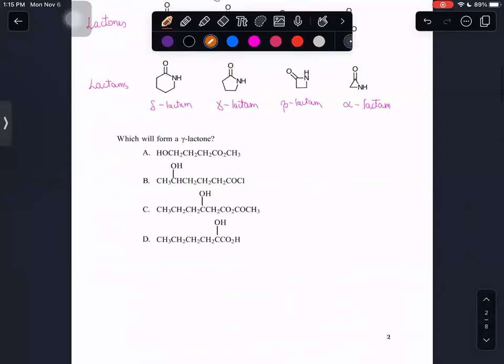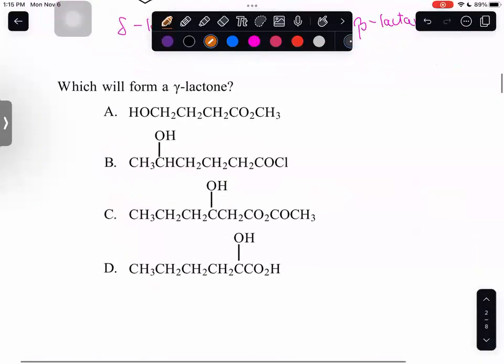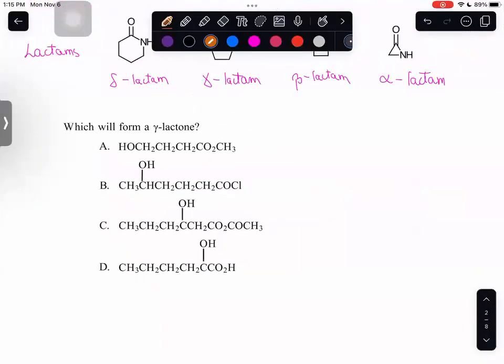So going back to our little question in here. Take 5 minutes. Which of those molecules is gonna give you the gamma lactone? And the other answer choices, what are they gonna yield? What are they gonna form? Alpha, beta, gamma, delta. Correct. That's right.